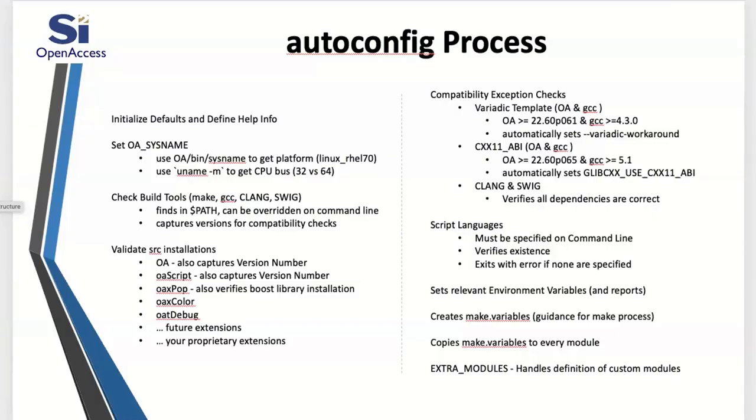Another comparison is made for OA and GCC for the CXX11 ABI flag, which has another set of requirements. If OA is greater than 2260 patch level 65, then you've got to be using GCC greater than 5.1. And so if you're trying to build a version of OA that's greater than that version with an older version of GCC less than 5.1, again, the error message is thrown with instructions explaining why. And then the flag is set correctly if the conditions are met and satisfied.